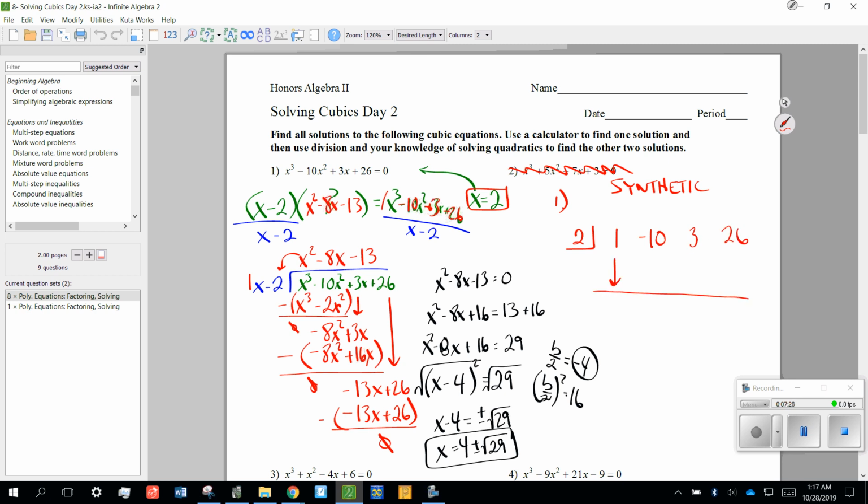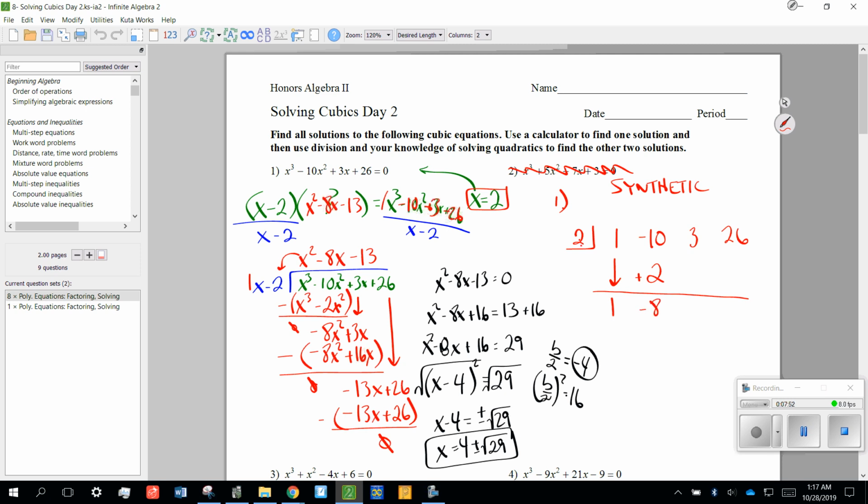Okay. If you're freaking out, there's a how-to video on Google Classroom about synthetic division, so please watch that. Okay, first thing, you just bring the first coefficient down. Then you're going to go 2 times 1 and put it right here, 2. Now we're going to add this column. Negative 10 plus 2 is negative 8.